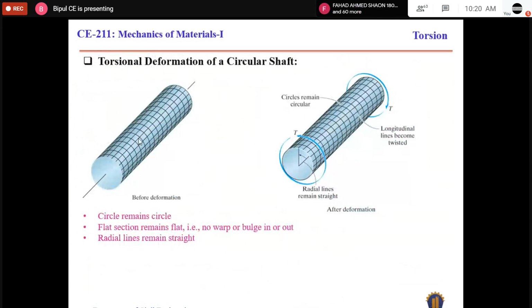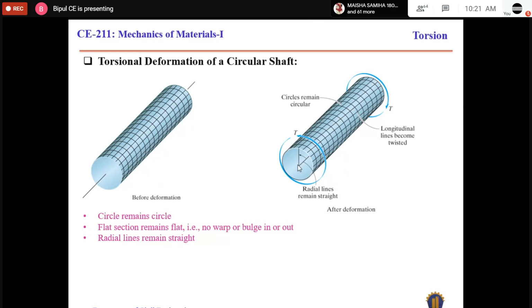Here, look at here. What is the variation of the undeformed and deformed body due to the applied torque? So in this figure, we have seen that circle remains circle. If we consider any one circle before deformation, after deformation, you will see that circle is still circle. Although the circle has been rotated, the circle is still circle, and the plane section remain plane.